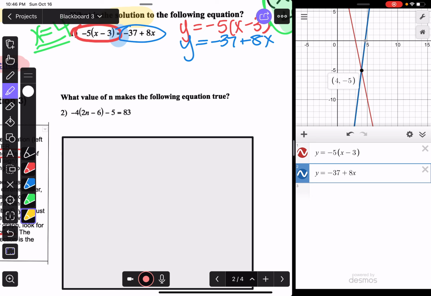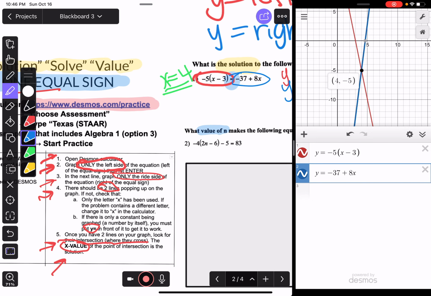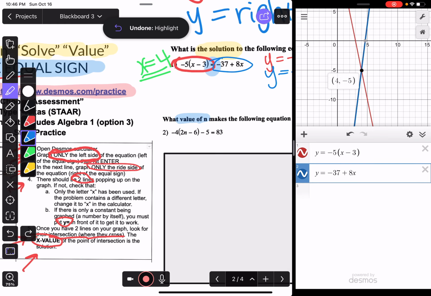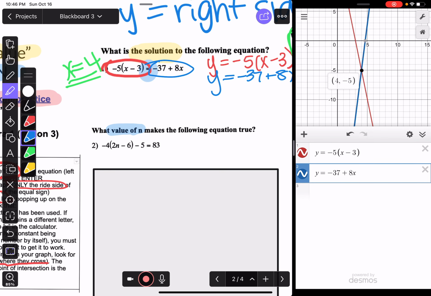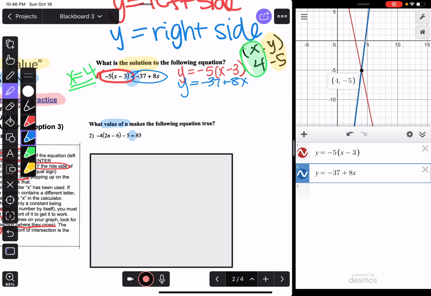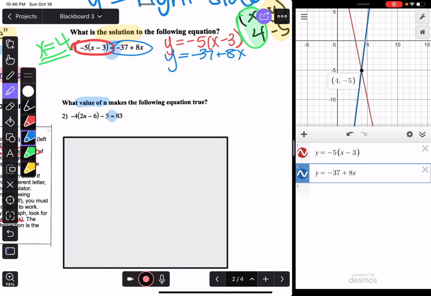So this question says, what value of n makes the equation true? Value is still one of our keywords up here. Then we check how many equal signs we have, and we have only one equal sign. So we have the word value and one equal sign, so we can still do the same trick. I'm not going to do this one because it is exactly the same as number 1.